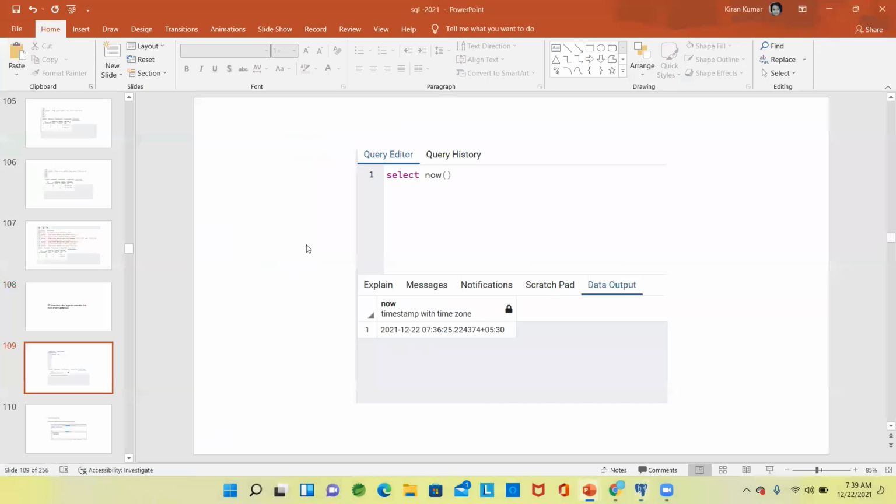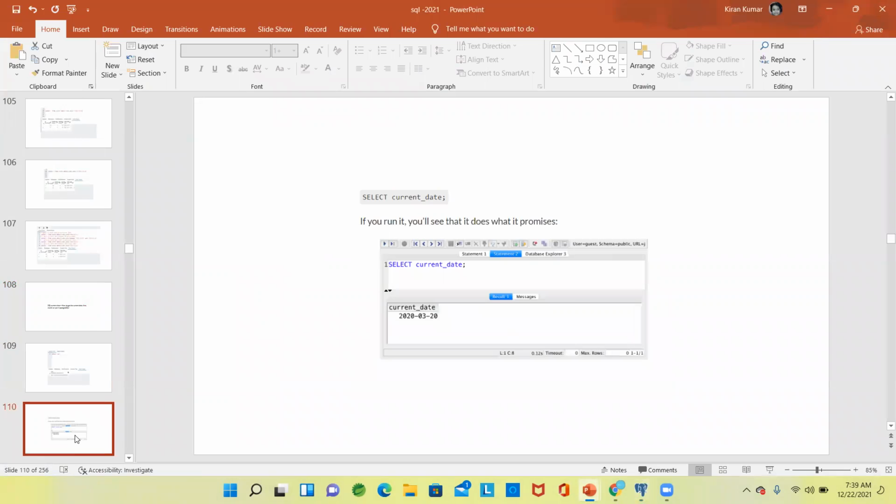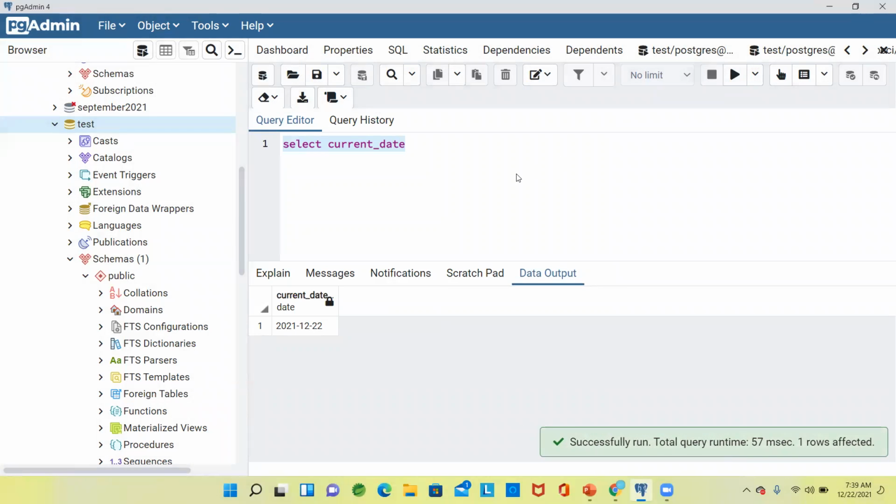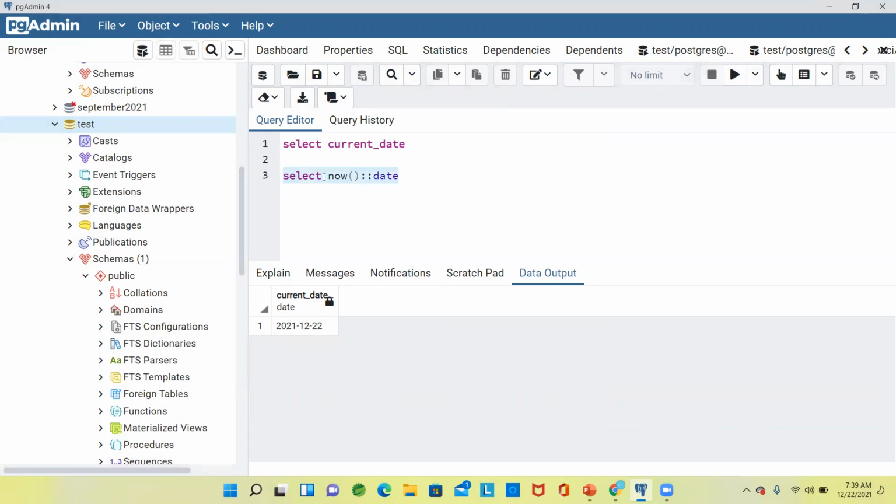Okay, now functions. Apart from this, we have one more function called current date. What is this? Current date. Only the date will be given. Can I extract a date from a timestamp? Yes, you can do that. So now I'll say double colon date. This is called typecasting. I'm converting a timestamp to a date. Clear?